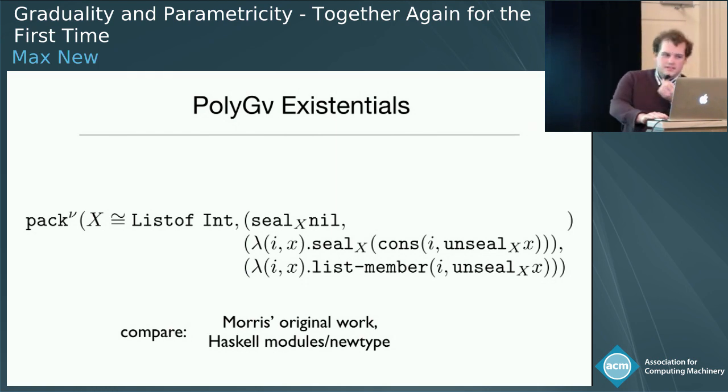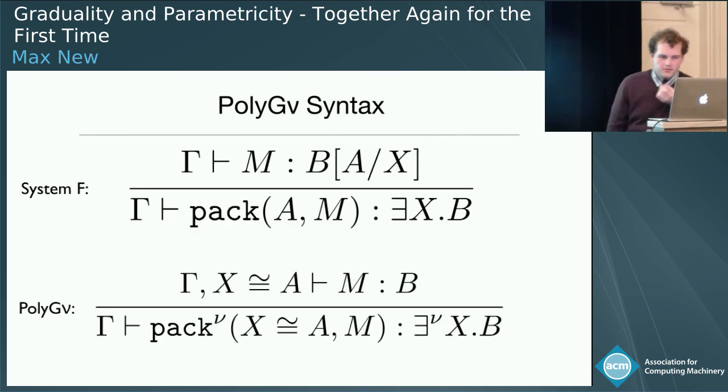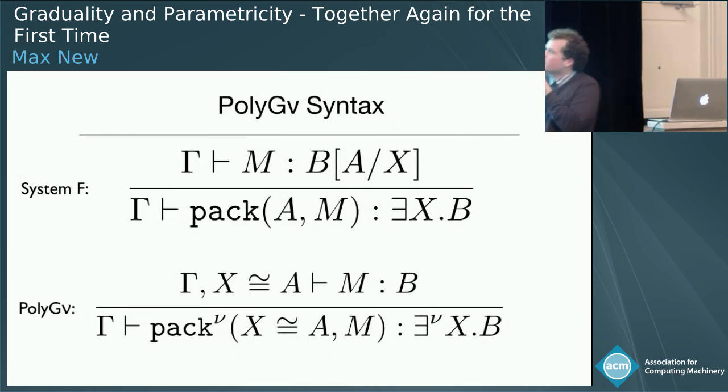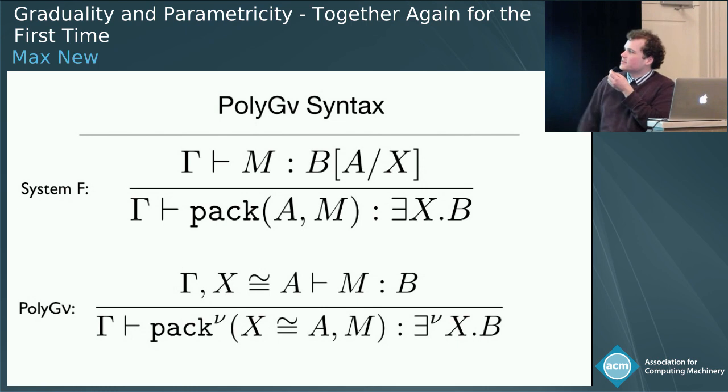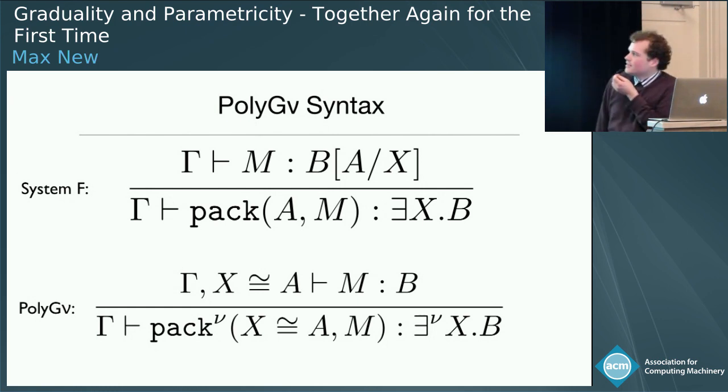Okay, so let's look at some abstract syntax. First of all, the unpack rule is just the same as in System F, but the pack rule has changed now. So above we have a System F pack rule where we type check the body of the module with the type B, where we've substituted in the instantiating type A for X. And the difference in the second rule in PolyGν New is that instead of substituting in A for X, we're type checking M under the knowledge that X is isomorphic to A. And M can use that knowledge to seal and unseal.